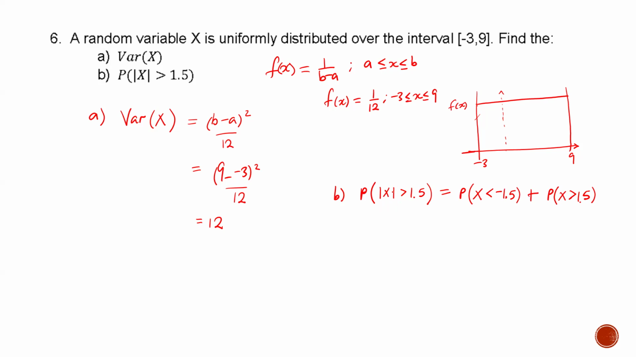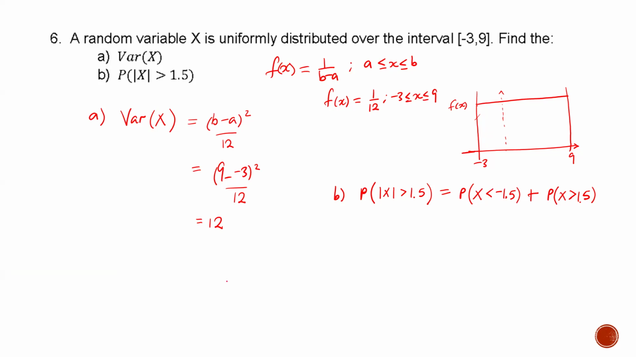So for negative numbers, the absolute value turns them to become positive numbers. Positive numbers remain positive. That's why a number that's less than -1.5 will have an absolute value greater than 1.5. You can check: -2 is less than -1.5, but 2 is greater than 1.5. So for the negatives, we'll pick a number less than -1.5, and for the positives, a number greater than +1.5.